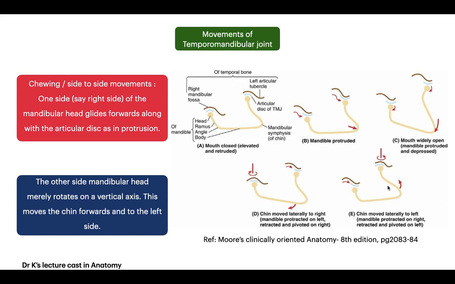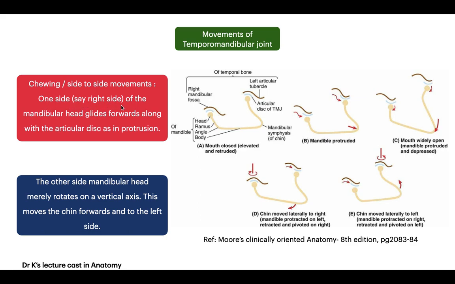Same way, opposite action occurs. This side, that is, mandible is protracted to the right and then retracted and pivoted. Rotatory movements occur here. So one side is the hinge movement, I should say gliding movement, and the other side is a rotatory movement. So when they occur simultaneously, the chewing movement occurs.